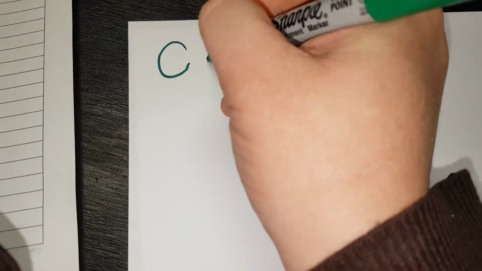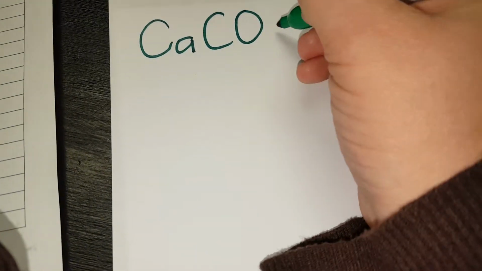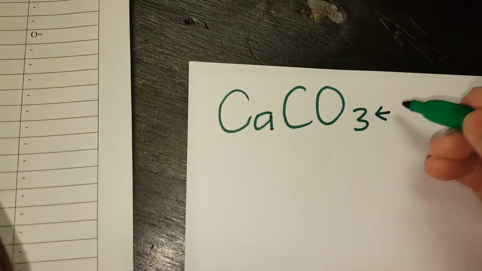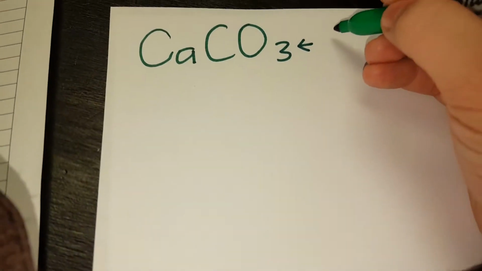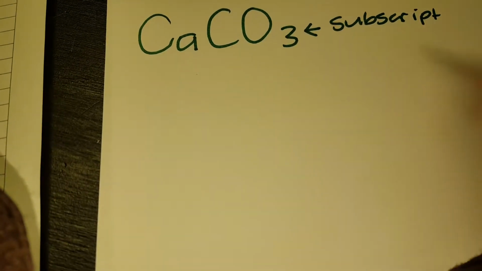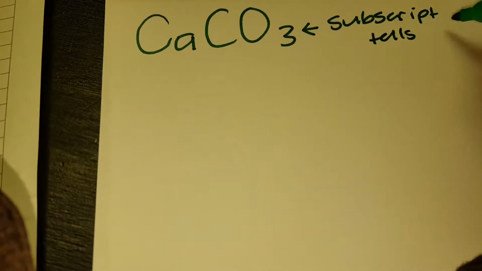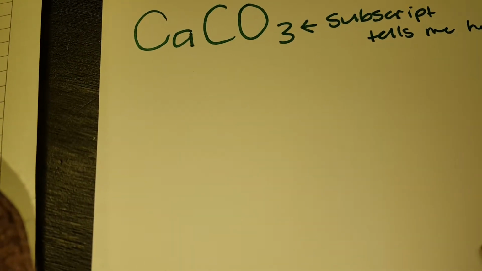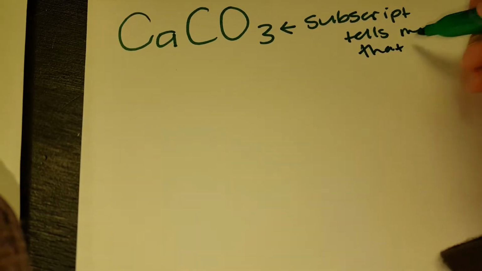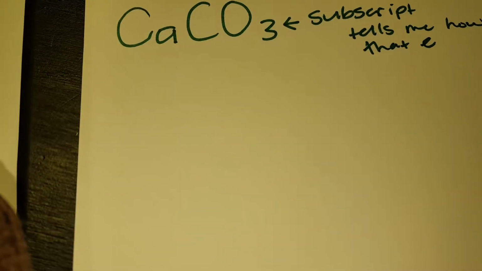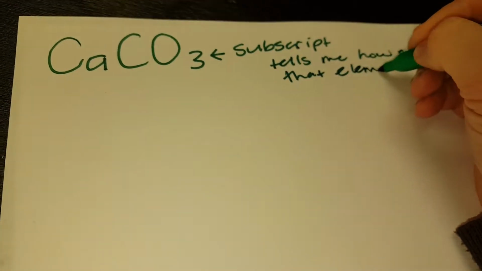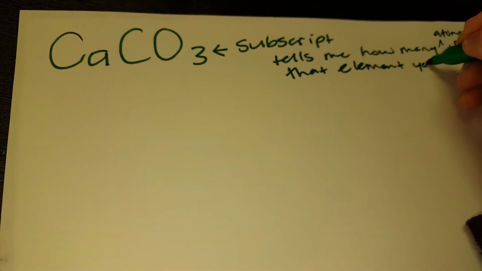Alright, so my first one is CaCO3. Now, this number here, the 3, this is my subscript. And the subscript tells me how many of that element you have. How many, I guess I should say, atoms of that element you have.